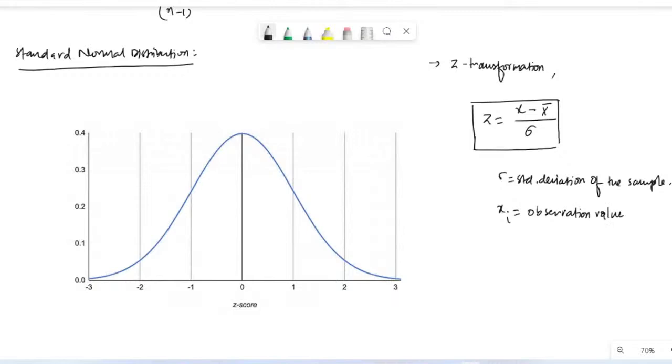Similarly, we can take here my x bar, which is the mean of the sample. So from the original data, we have the transformed value on the x-axis. We will have the z-score, and this is how it will look. All right.